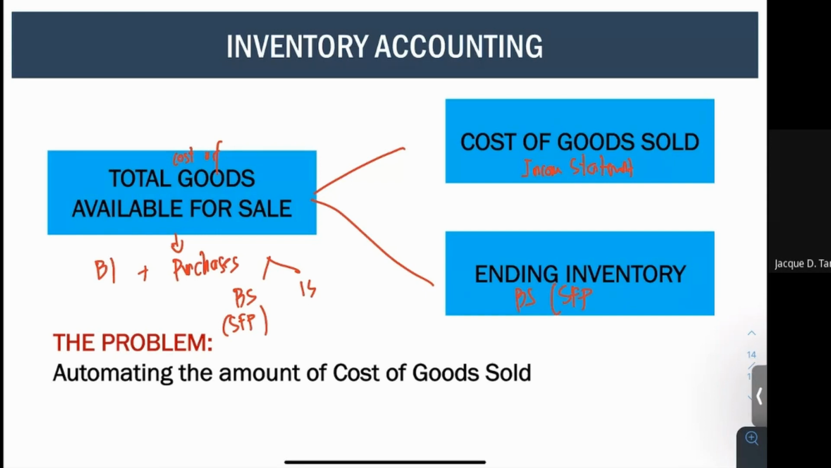Therefore, our main problem is the automation of the amount of your cost of goods sold. Why do we need to automate the amount of your cost of goods sold? Because after computing your cost of goods sold, we can easily compute your ending inventory. Ending inventory is equal to your total cost of goods available for sale less your cost of goods sold. So the question is, how do we really automate your cost of goods sold?